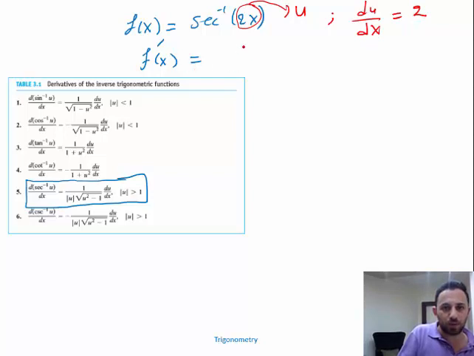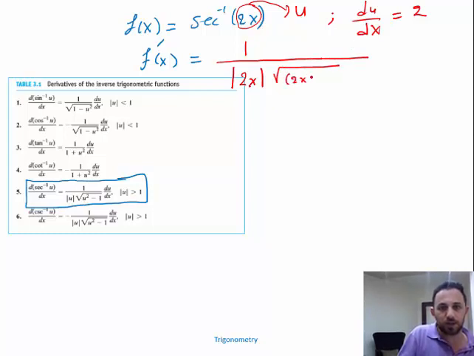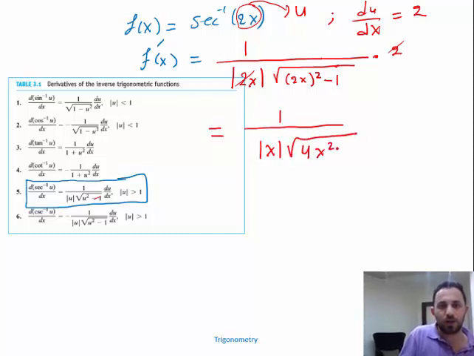So f prime of x is equal to 1 over the absolute value of u, which is absolute 2x, radical u squared, which is 2x squared, minus 1, multiplied by du by dx, which is 2. And this is equal to, so we can cancel the 2, 1 over the absolute value of x, radical 4x squared minus 1.